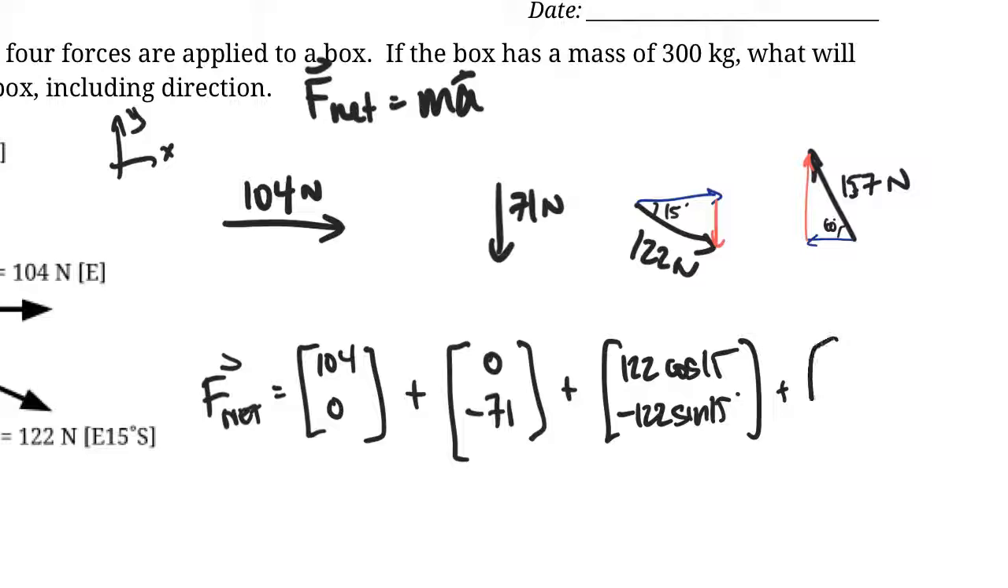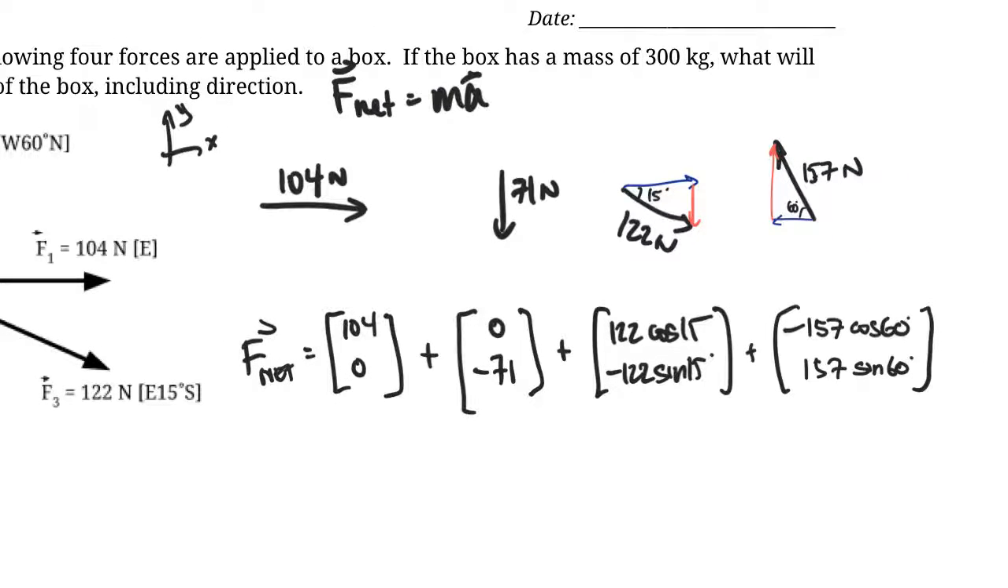And our last vector, our last force, the one that goes up and to the left, the x component goes upward, so it is going to be positive. Oh no, sorry, it goes to the left, it's going to be negative 157. And the angle from the horizontal is 60 degrees, so cos 60. And the y component goes up, right? The red arrow goes up. So that's positive 157 sine 60. Okay, so we have all the components of all our four vectors. And now we can just do the calculation.